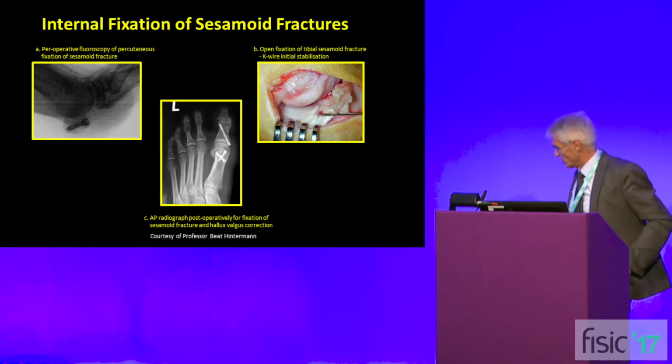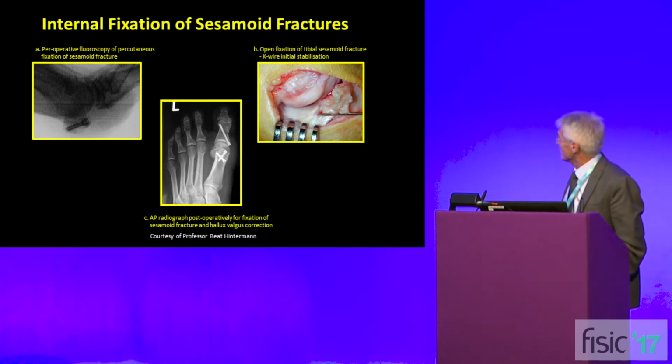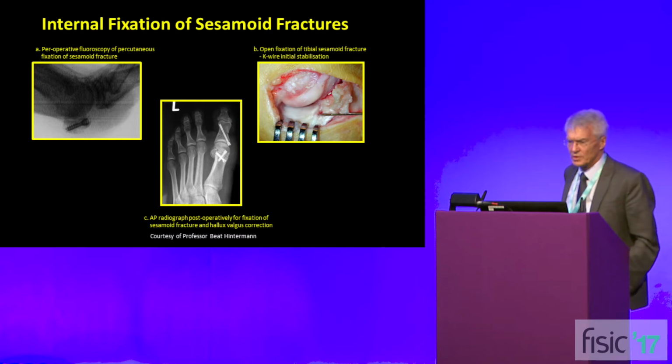This is what some of the x-rays look like. So we've got a percutaneous screw fixation here. This is one of Beat Hinterman's cases, an open reduction of a sesamoid fracture here, and he's also corrected the bunion at the same time.